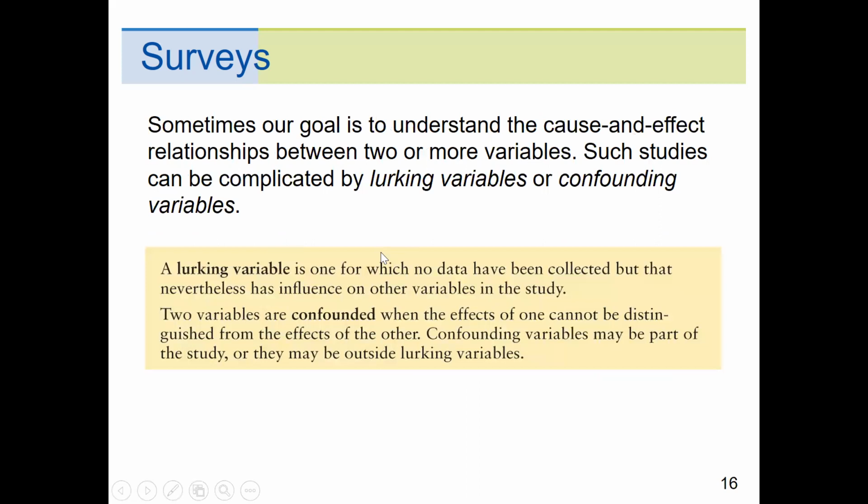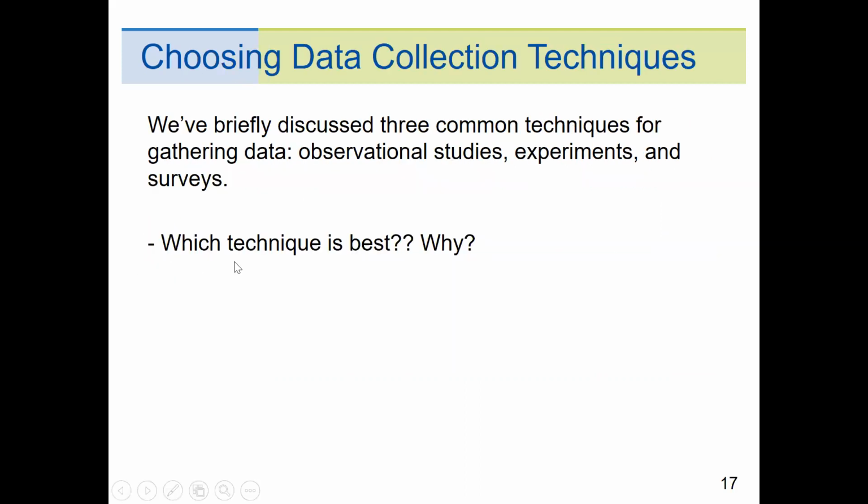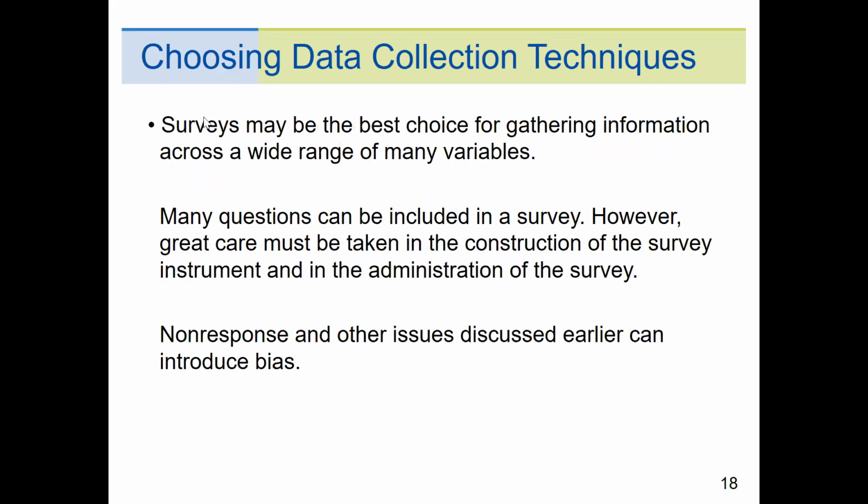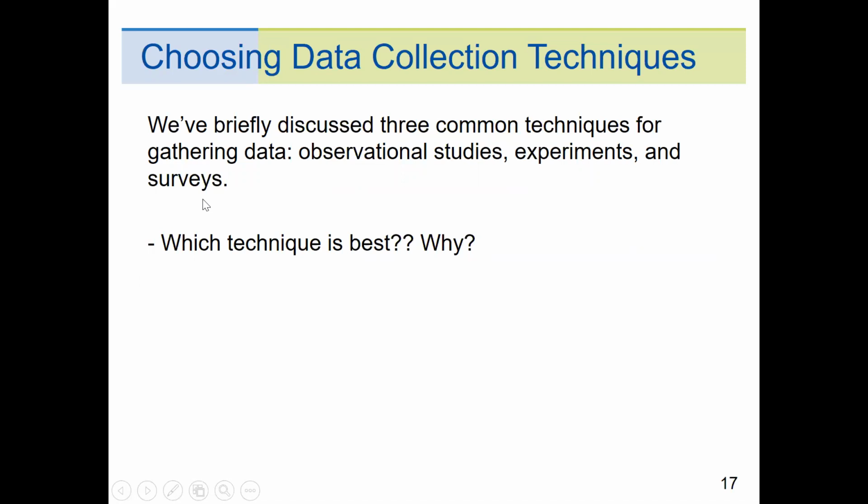Sometimes our goal is to understand the cause and effect relationships between 2 or more variables. Again, such studies can be complicated by lurking variables and confounded variables. So we've talked about some different techniques: observational studies, experiments, and surveys. Which technique is the best? Should you do an observational study? Should you do an experiment? Should you do a survey? Which one is the best? Well, easy answer. It depends on what you're doing. There's not a best one all the time.